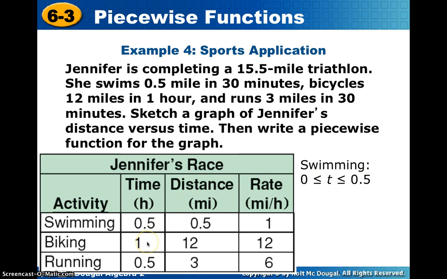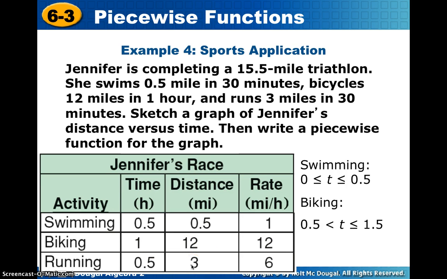Then she's going to bike for a full hour. So from 0.5 of an hour to 1.5 hours, that would be a full hour. She's going to bike, and since she's biking 12 miles in an hour, the distance she goes is going to be 12. And her rate, which is the distance divided by the time, is 12.